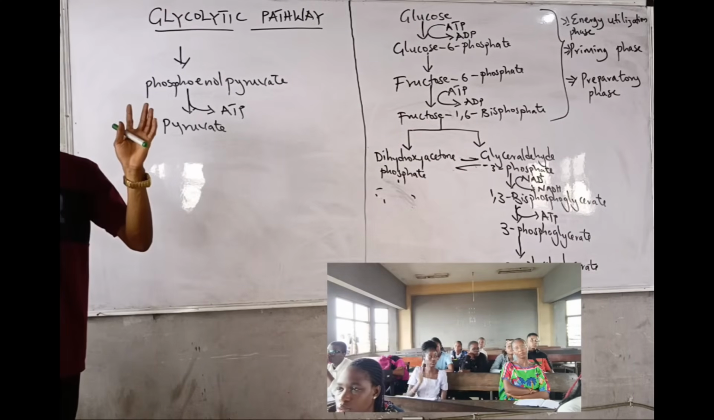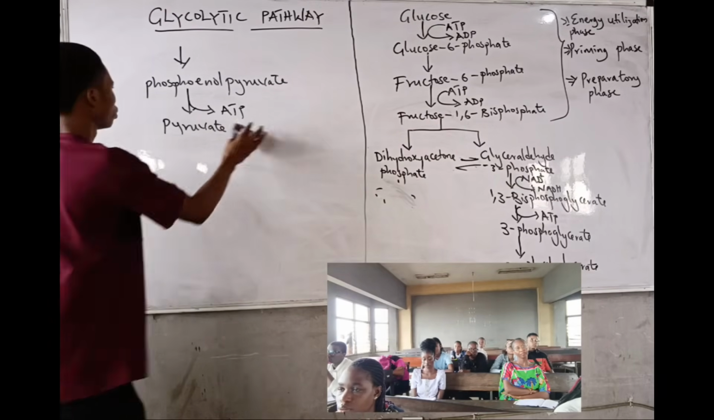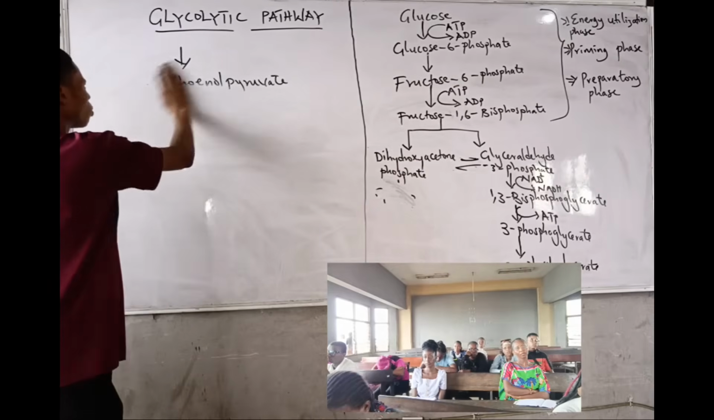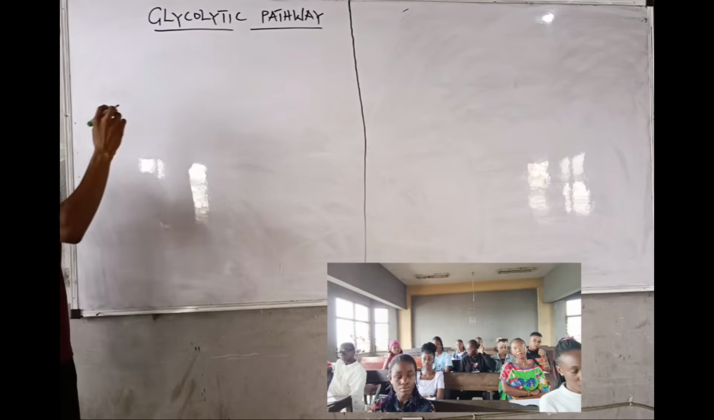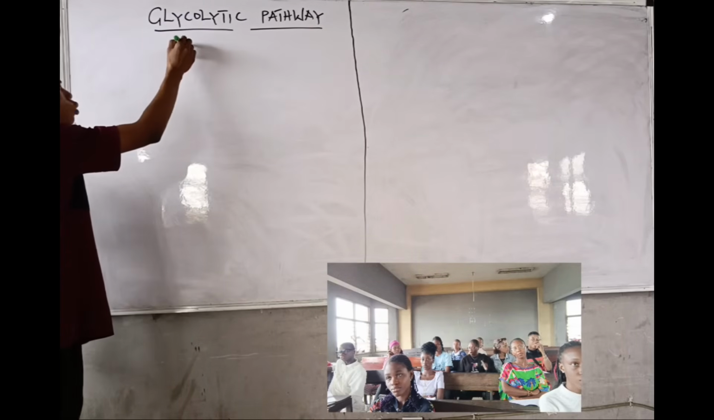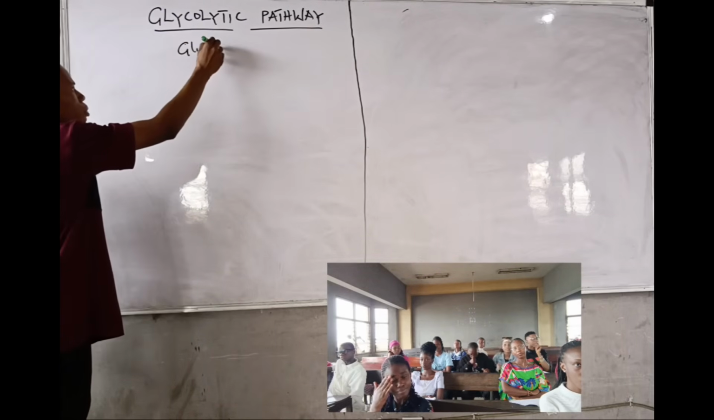Any questions so far? Good. Don't write this. Biochemistry is not about writing. In the glycolytic pathway, we are starting with glucose, right? Because that's what we are breaking down.